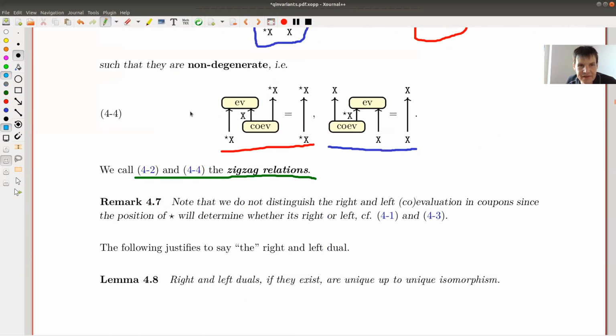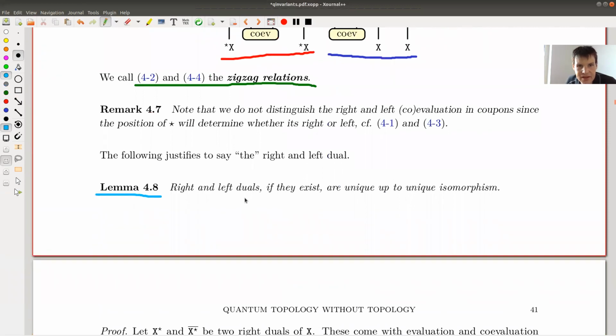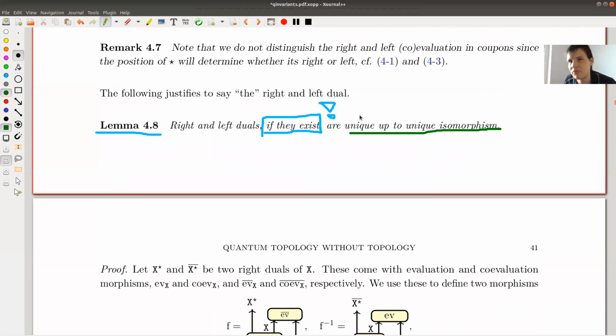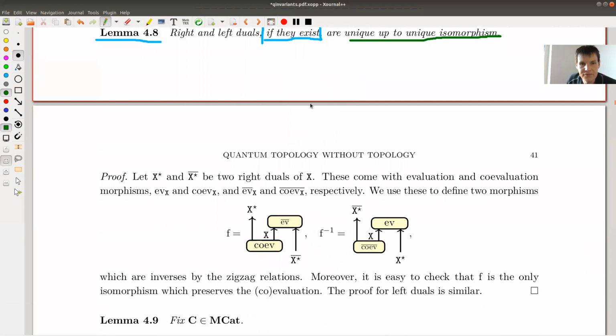But this is kind of unnecessary because you have the following lemma. If they exist, and this is really the crucial thing, they might not exist, okay? But if they exist, they're unique up to unique isomorphism. As unique as they could be, which just means they're the right dual and the left dual, right? Not a, but the left dual and the right dual. And it's not hard to see.